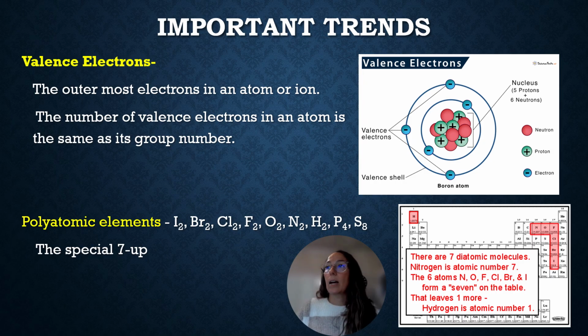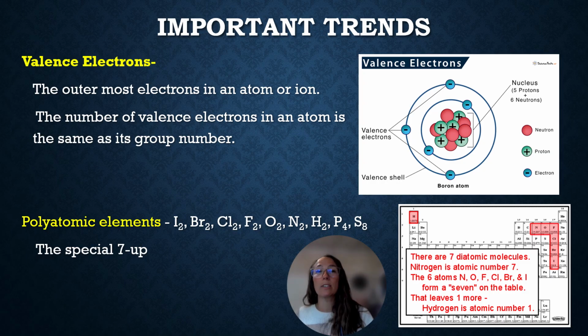So the special 7-up: first of all, you find the atomic number 7, that's nitrogen, and it makes a 7 on the periodic table. So nitrogen is N2, O2, F2, Cl2, etc. And then the special up part is this H2 that exists here. I worked for a hockey school once and we called it a hockey stick and a puck. However you memorize it, you have to know it.